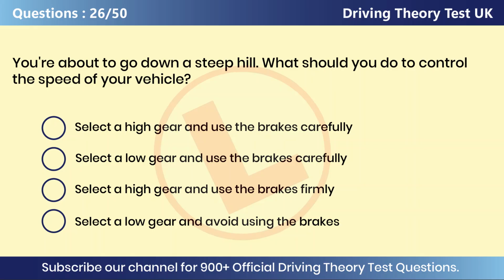Question 26. You're about to go down a steep hill. What should you do to control the speed of your vehicle? A. Select a high gear and use the brakes carefully. B. Select a low gear and use the brakes carefully. C. Select a high gear and use the brakes firmly. D. Select a low gear and avoid using the brakes. B. Select a low gear and use the brakes carefully.